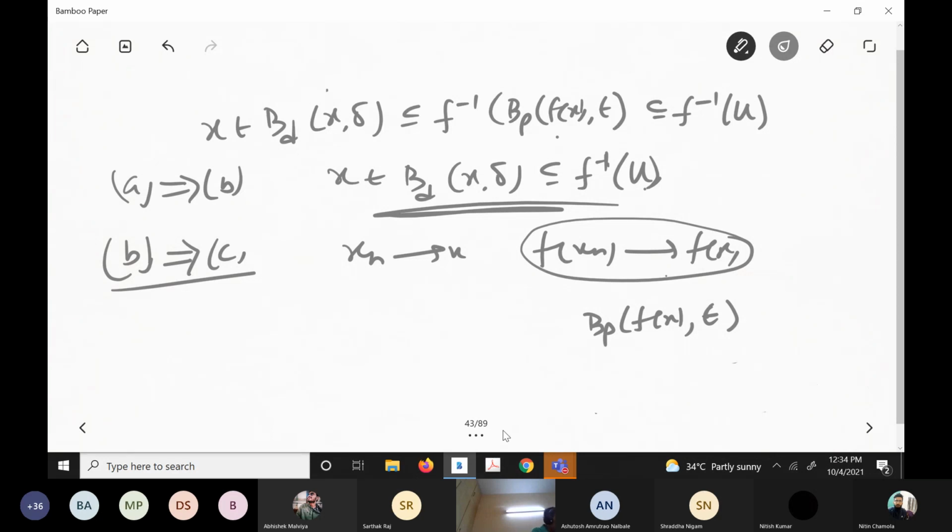Fine. But look, my condition by B, this is open in X. But look, f inverse of this neighborhood, f(x) is here. So when you are taking preimage, that means x belongs here. Got it? Okay, because x belongs here by definition of the preimage. But this is open in X, so that there exists delta.